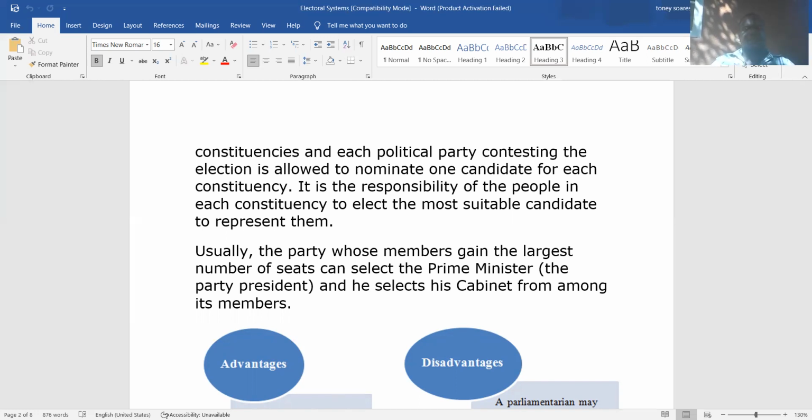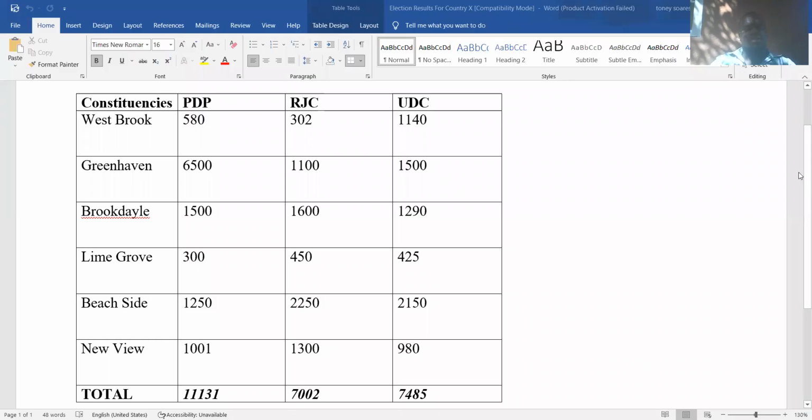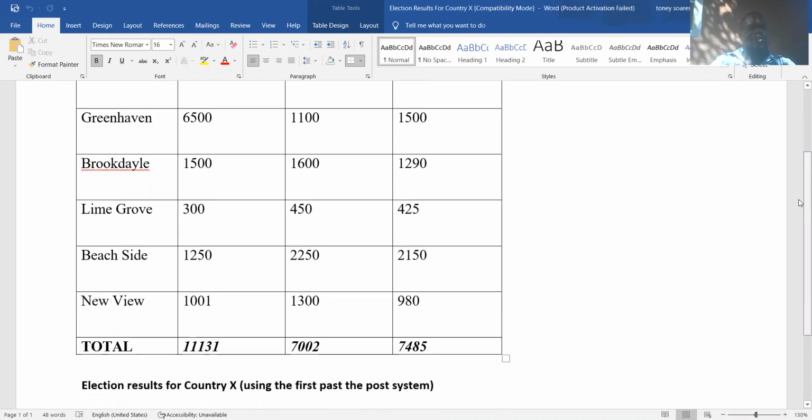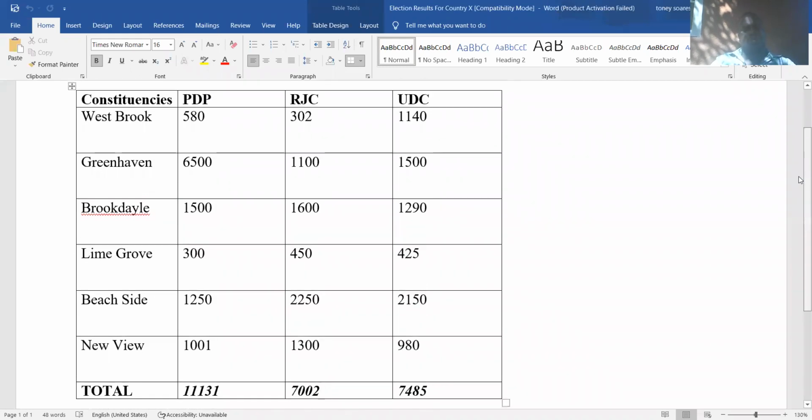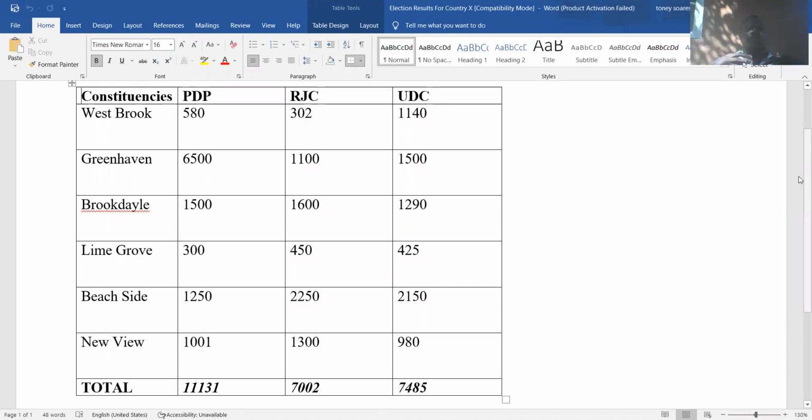Clear as crystal. So for this, I'm going to share some election results with you. Let me stop sharing and share screen again, just to ensure that you're actually seeing it. So these election results are for country X using the first past the post system. I want you to understand each political party. We have three political parties contesting this election: PDP, RJC, and UDC. We see the constituencies over on the left.